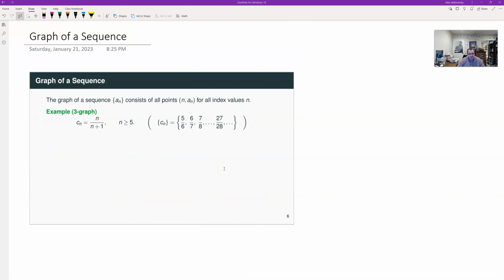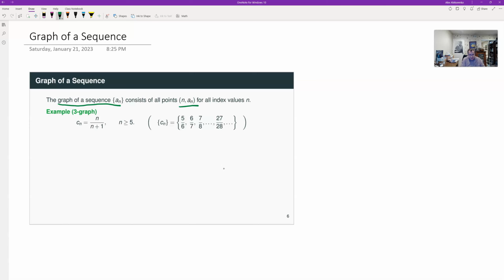Now let us consider how we visualize the sequence. How do we build the graph? Well, according to the definition, the graph of a sequence consists of all points of the following format. The x-coordinate is the index n, and the y-coordinate is the element of the sequence corresponding to index n.